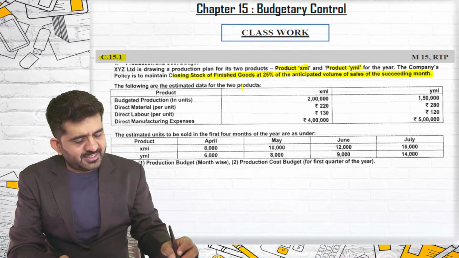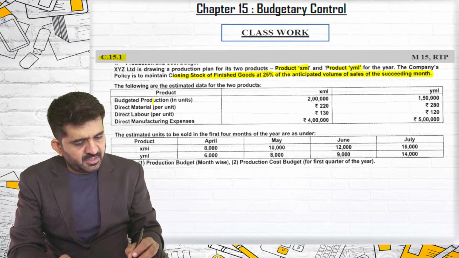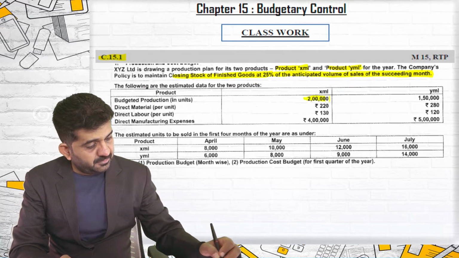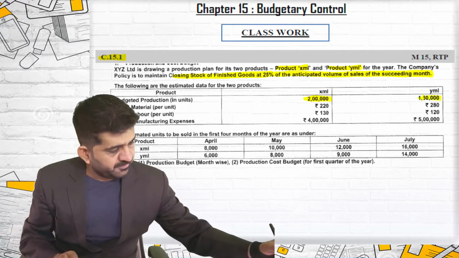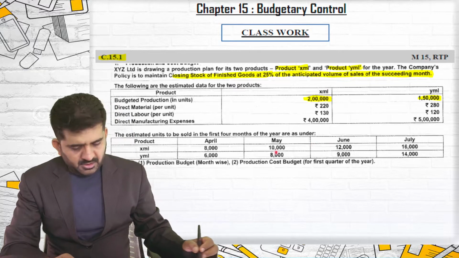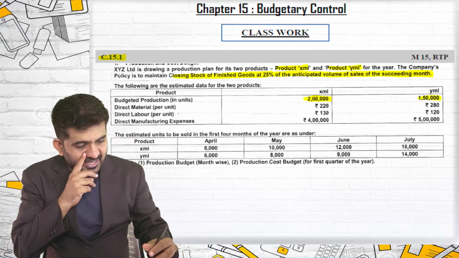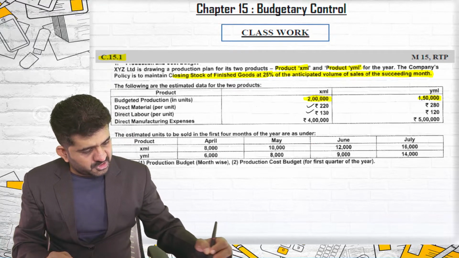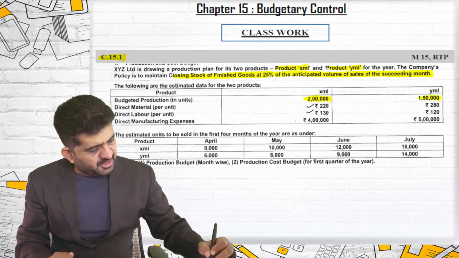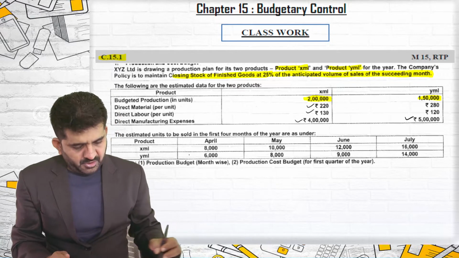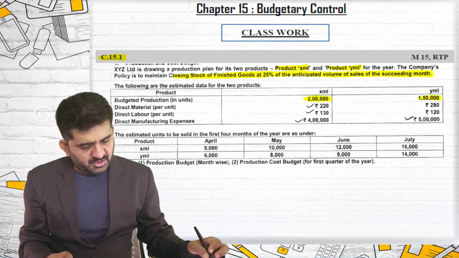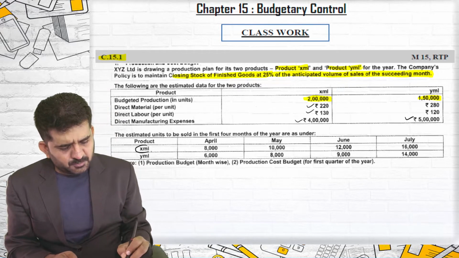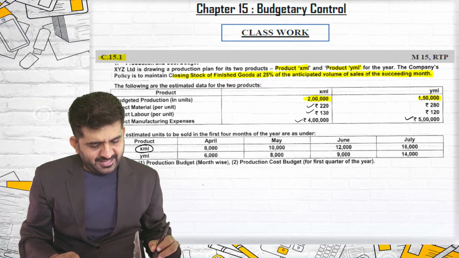This is what is given. The following are the estimated data of two products. Budgeted production per annum is given, so this many total units you are going to manufacture, and YML also it is given. Direct material per unit, this cost is given. Direct manufacturing expenses are also given. The estimated units to be sold in the first 4 months of the year are as under. So let us first concentrate only on XML.